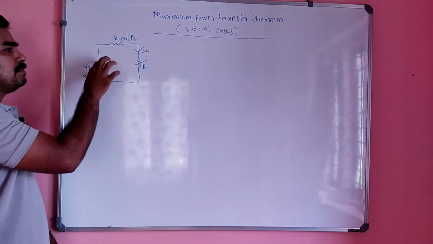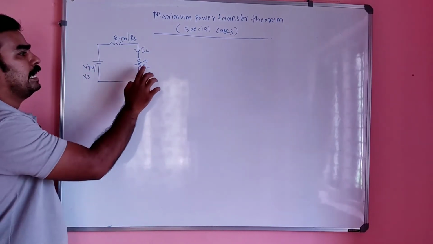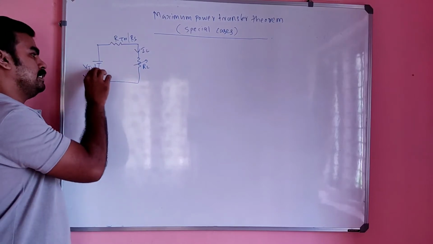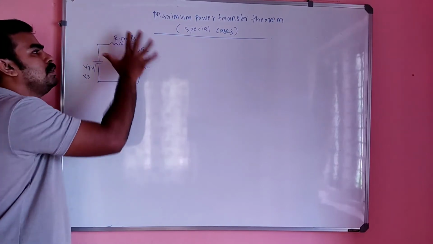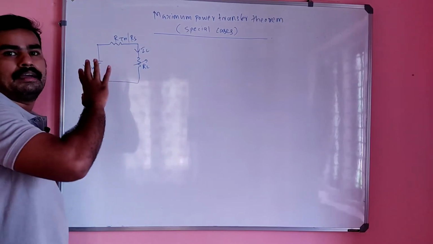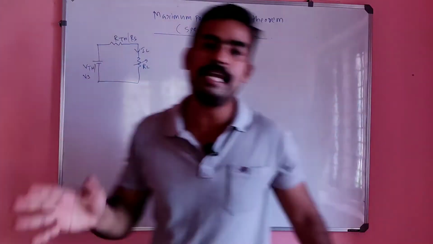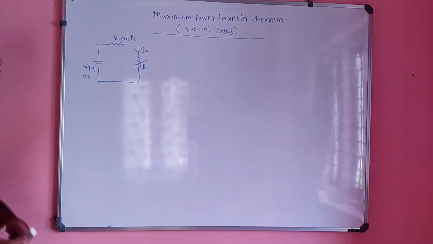If this is a circuit which contains only a DC source and a resistor RL, since it is DC, all these elements will be resistive in nature, right? There is no influence of inductance or capacitance there. Because it is purely DC, we are dealing with a DC circuit.